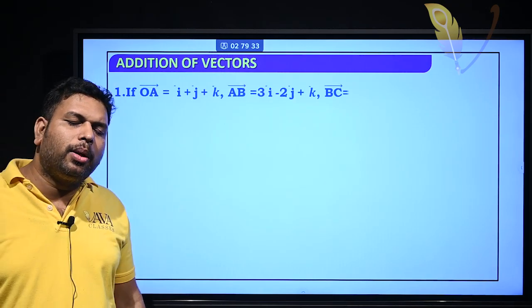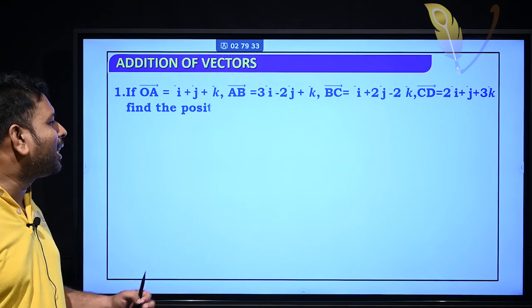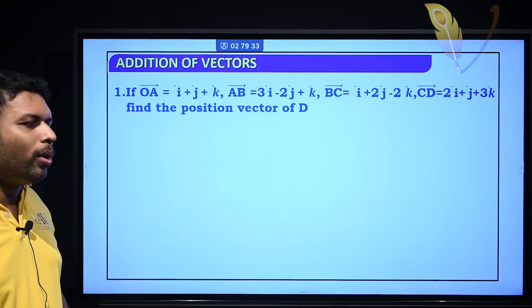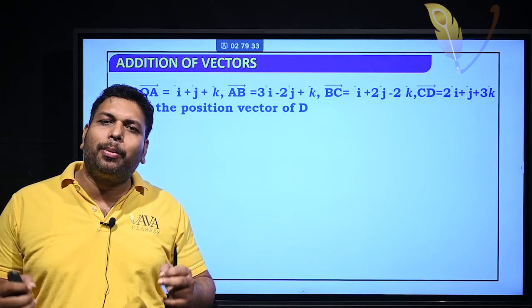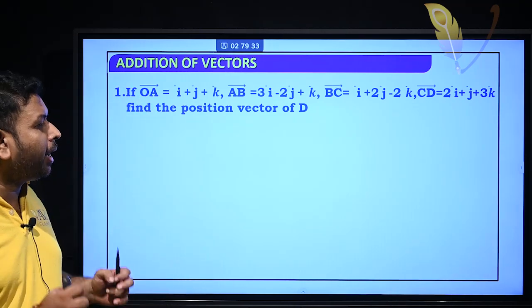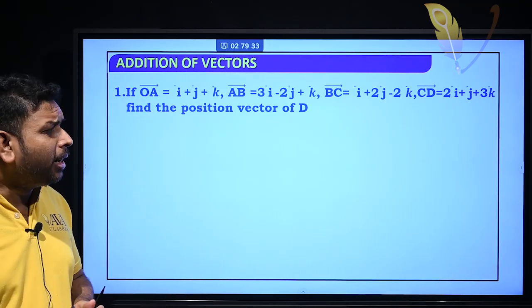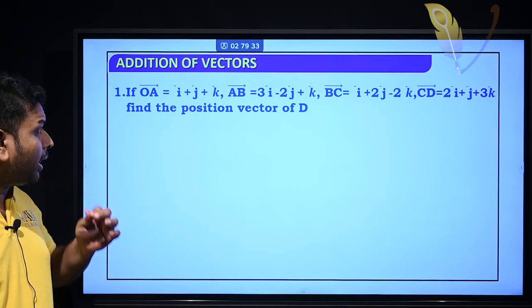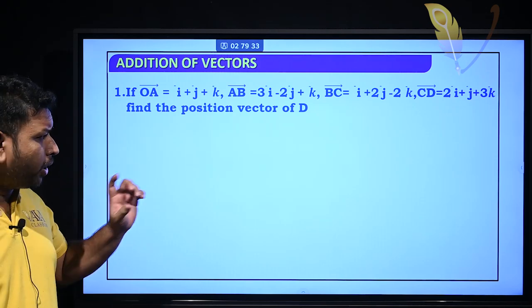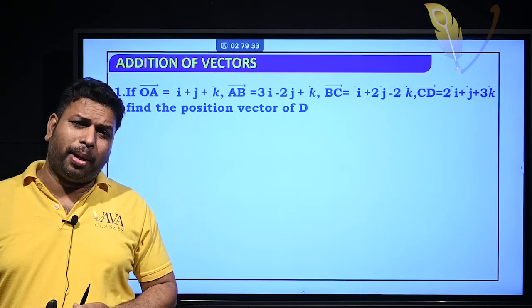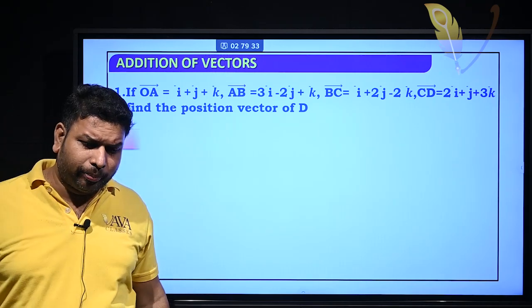Now if OA equal to I cap plus J cap plus K cap, AB equal to 3I cap minus 2J cap plus K cap, BC equal to I cap plus 2J cap minus 2K cap, CD equal to 2I cap plus J cap plus 3K cap, find the position vector of D.